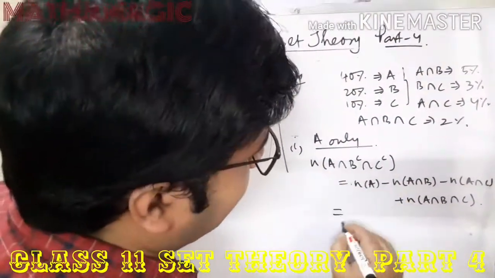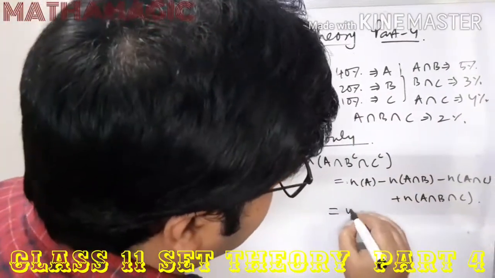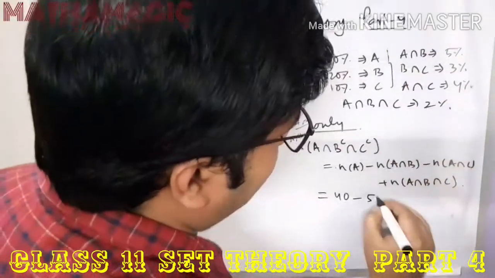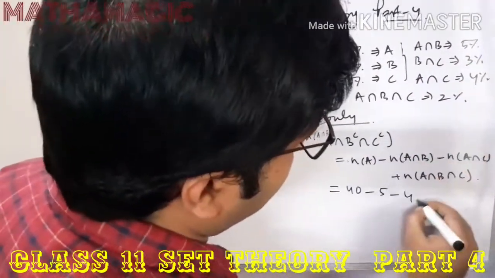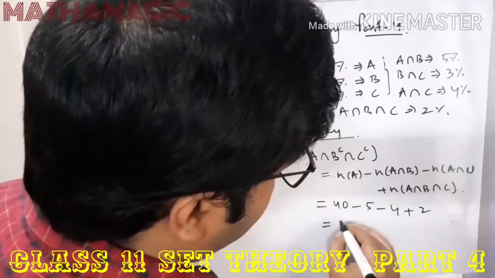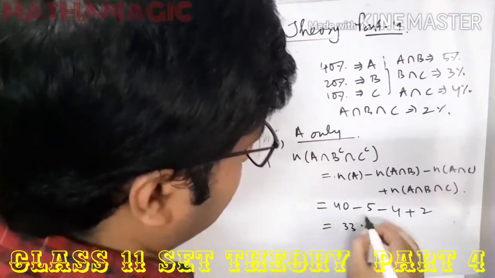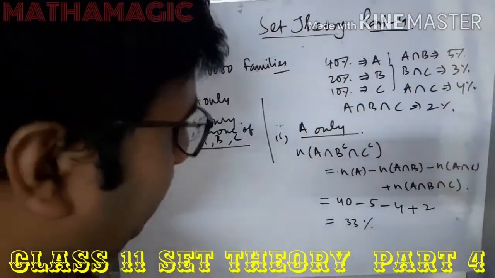So n of A, we have the value, let it be 40. Now n of A intersection B is 5, n of A intersection C is 4. Now n of this one is 2. So it will be 40 minus 9, that is 33. 33% of the people read only A paper.